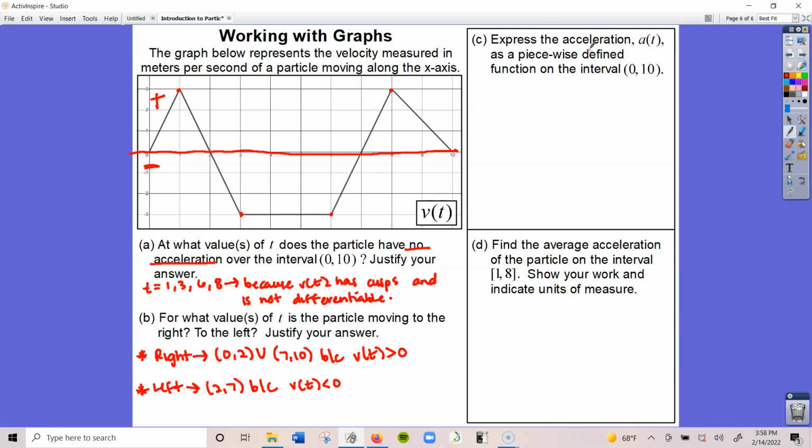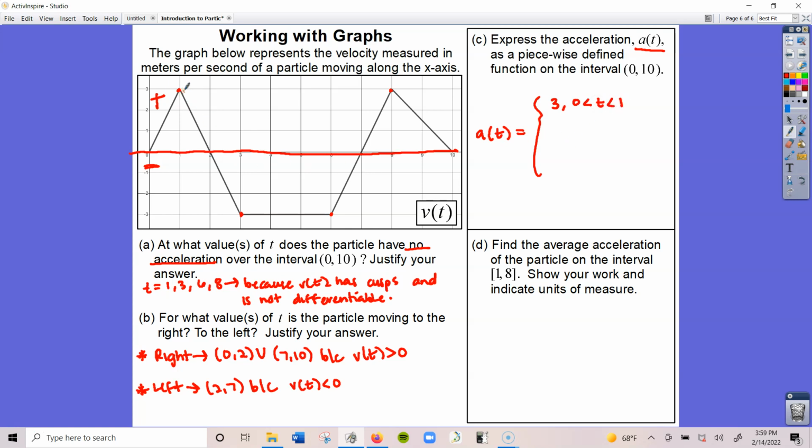For part C, express the acceleration a of t as a piecewise defined function on the interval 0 to 10. Now remember that a of t is the derivative of v of t. So if I want to write this as a piecewise function, we have for this piece here, this is a line, and the derivative of this line is the slope of the line, which, it goes up 3, right 1, would be 3. And that is for the interval from t is equal to 0 to t is equal to 1. So we would put 0 is less than t is less than 1.